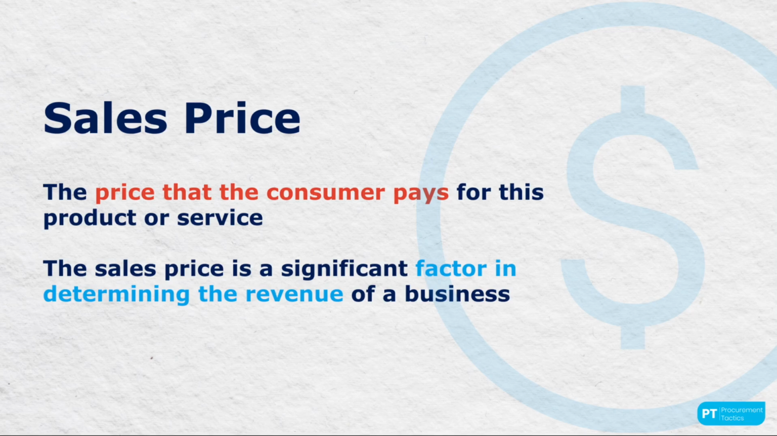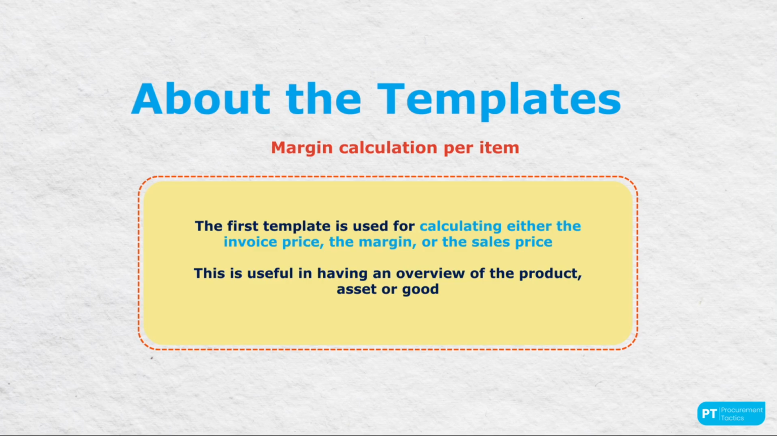There are two templates that we would like to introduce to you. The first spreadsheet template is for calculating either the invoice price, the margin, or the sales price. This is useful in having an overview of a product, asset, or good. It gives you an idea of things like the selling price that you would like to aim for or the margin you want. It's a fairly simple template with 4 rows, the first being the value added tax. The other 3 are calculations of the sales price, margin calculation, and invoice price calculation based on margin percentage.